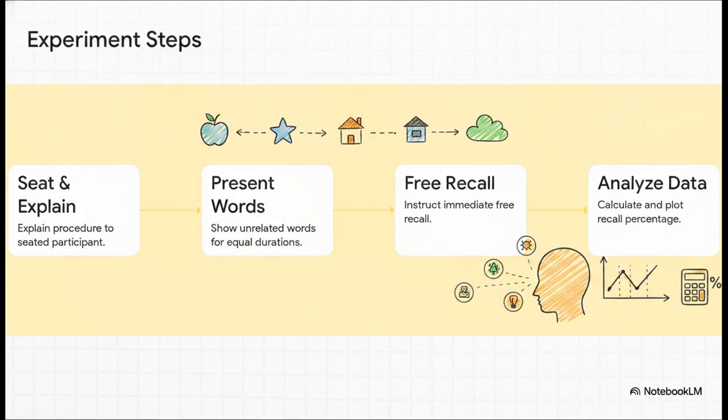Third, the moment the final word is presented, you instruct the participant to engage in immediate free recall, meaning they try to recall as many words as possible in any order. Finally, you'll compile the data, calculate the recall frequency for every single serial position across your trials, and plot this percentage against the serial position to construct your curve.